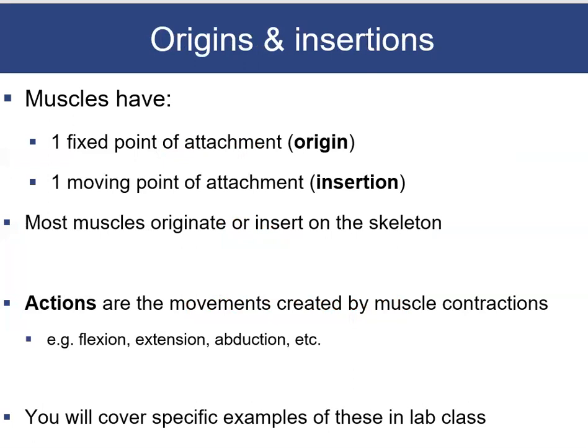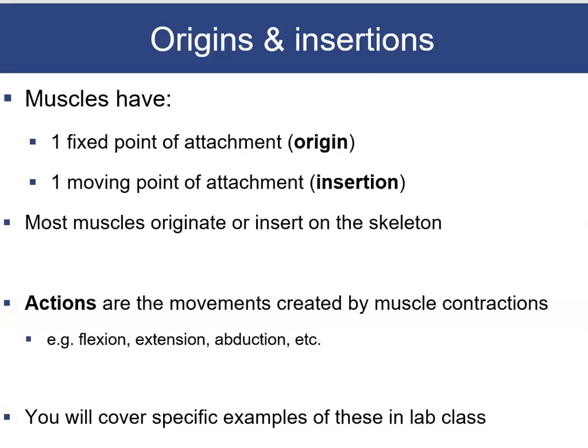Now, when we look at muscles, we have to understand certain terminology in how we describe our muscles, and this is origin and insertions. Muscles will have one fixed point of attachment. This is known as the origin. And they have one moving point of attachment. This is known as the insertion. Most muscles originate or insert on the skeleton.